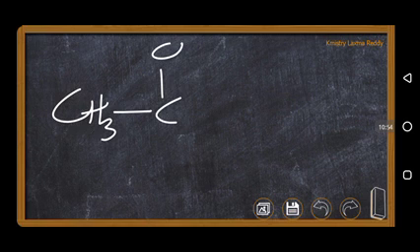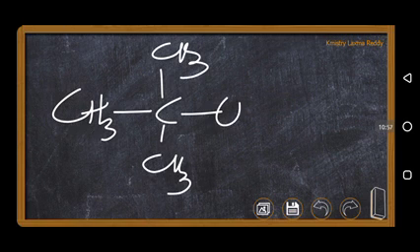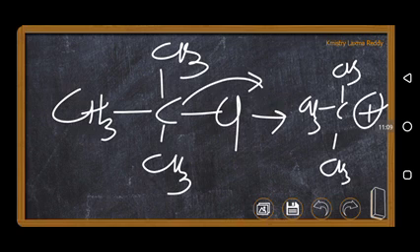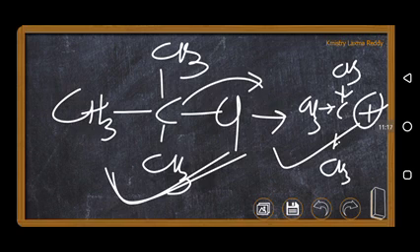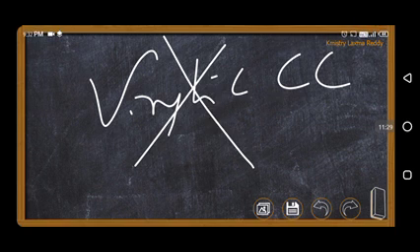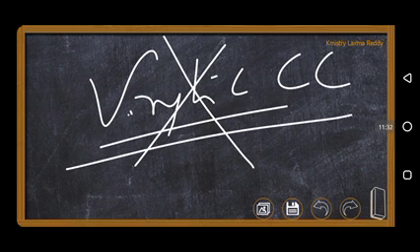Just have a look at this one. CH3, C, CH3, CH3, a trimethyl group, Cl. If it undergoes cleavage, what happens? Chlorine is out. So it becomes CH3, CH3, CH3 with a plus charge. Is it stable? Because of the inductive effect, it is highly stable. That means this reaction is possible and it can convert into a tertiary carbocation. In this way you have to think. So finally we came to one conclusion: vinylic carbocation is not stable. Consider this and remove it from your list.